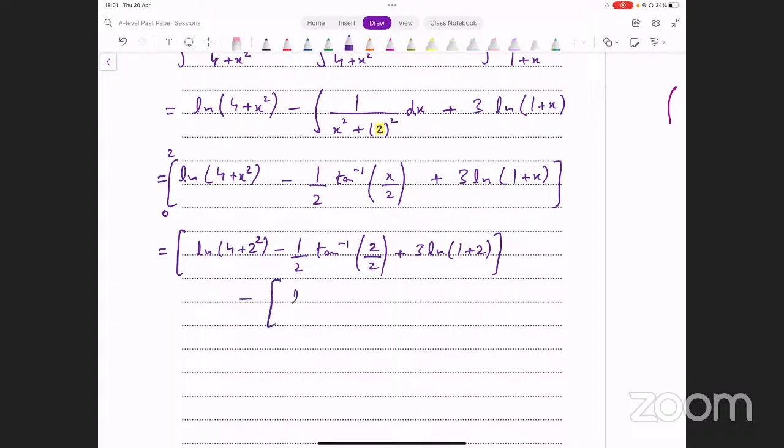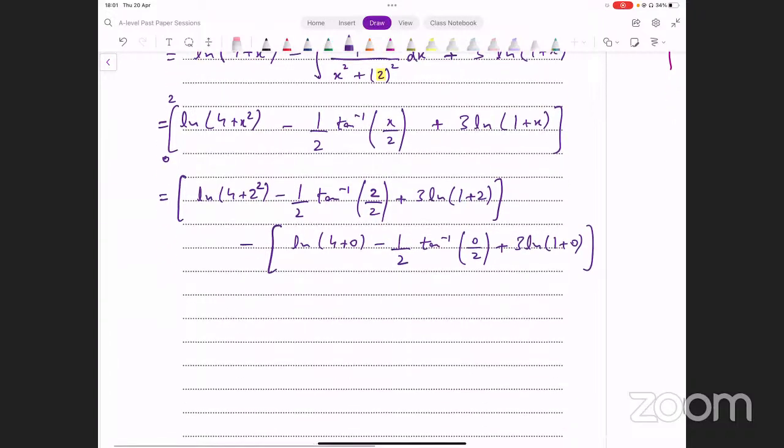0 वाला केस. That's going to give us ln of 4 plus 0 minus 1 over 2 into tan inverse of 0 plus 3 ln of 1 plus 0. अब इसको simplify कर लें. ln of 4 plus 4, that's ln of 8 minus 1 over 2 into tan inverse of 1.